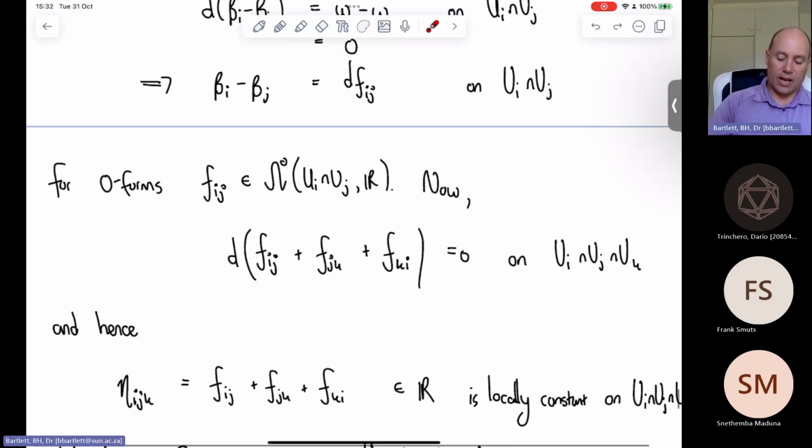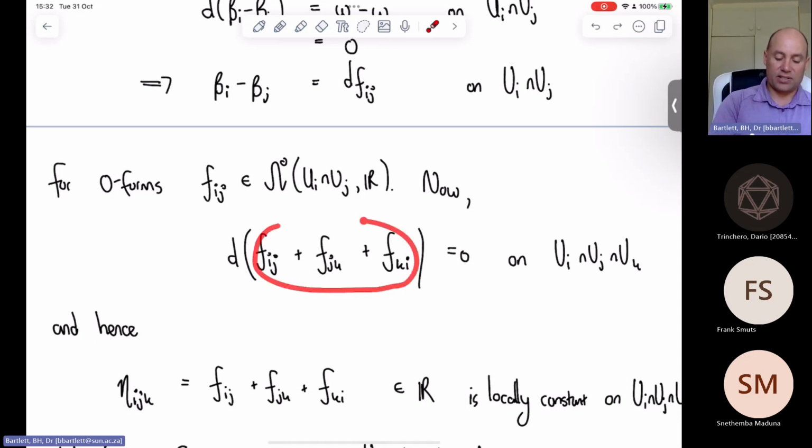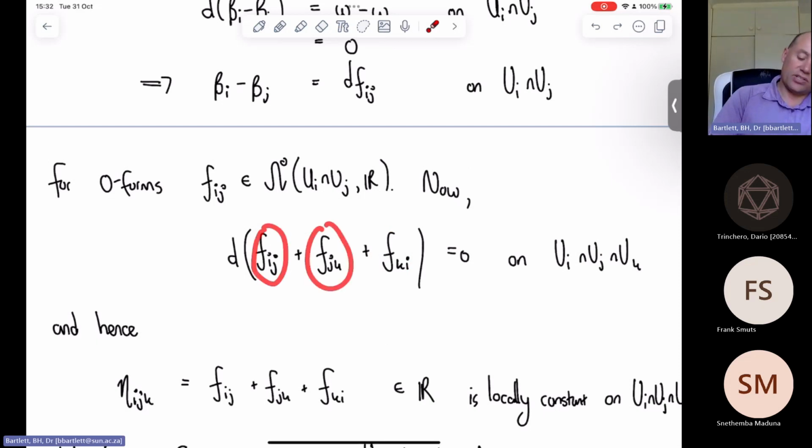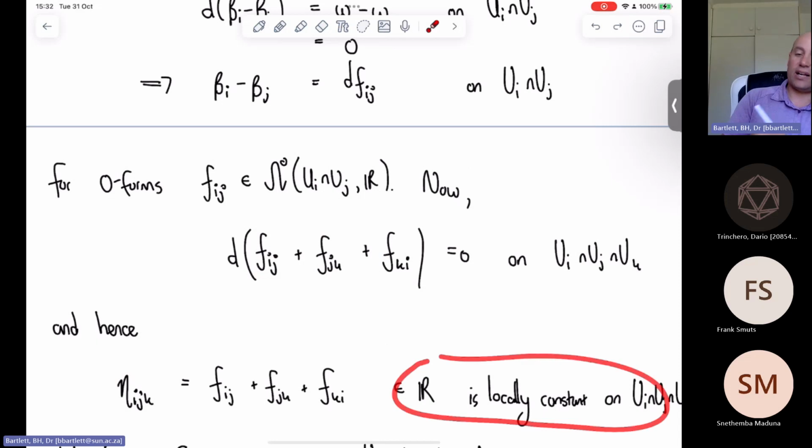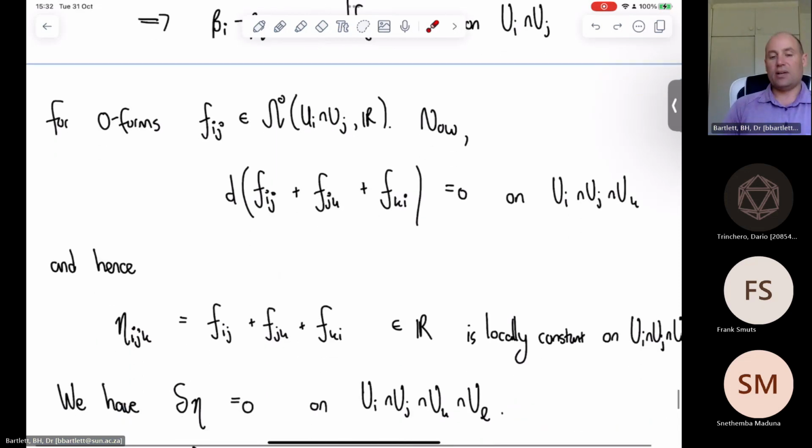So that means that this number here, which is just the sum of these three functions, see each individual function is not constant, this is not constant, and this is not constant, but the sum is constant because its derivative is equal to 0. And since it's constant, I can think of it as being an R-valued Čech 2-cocycle. Of course, I'd have to check that its delta is 0, but that's something you can check. So that's how I'm extracting out a Čech 2-cocycle from a closed 2-form on a manifold.